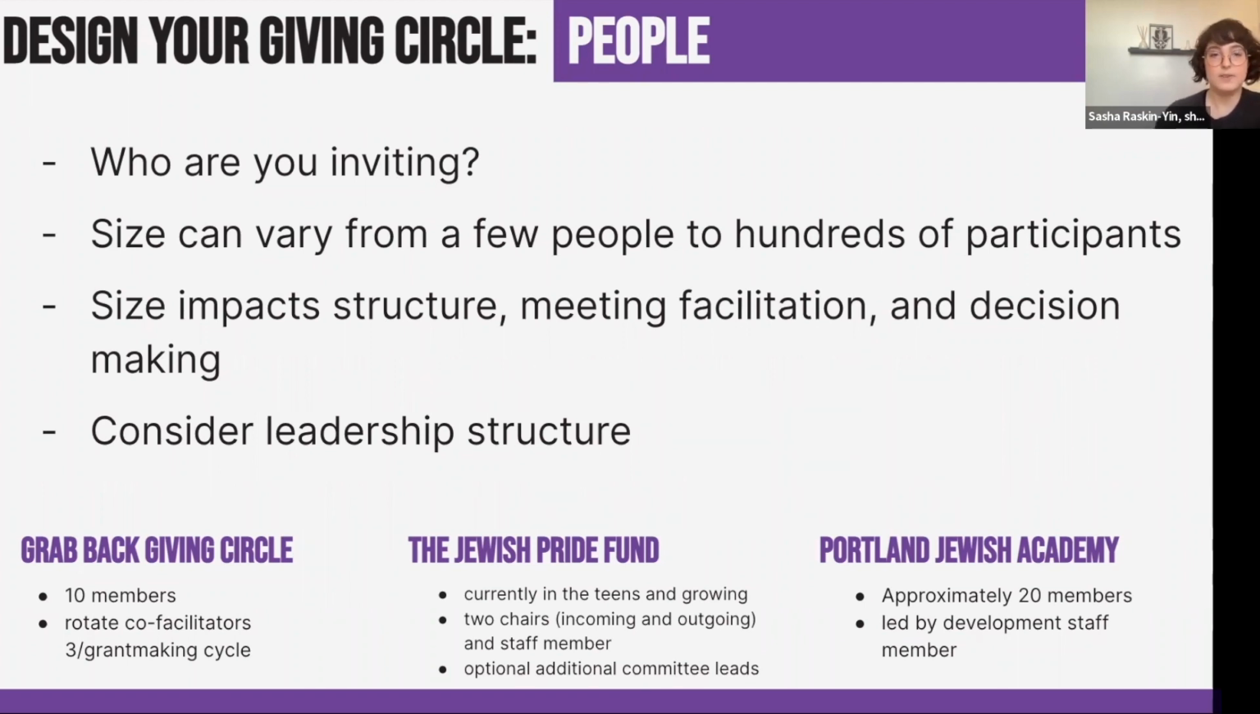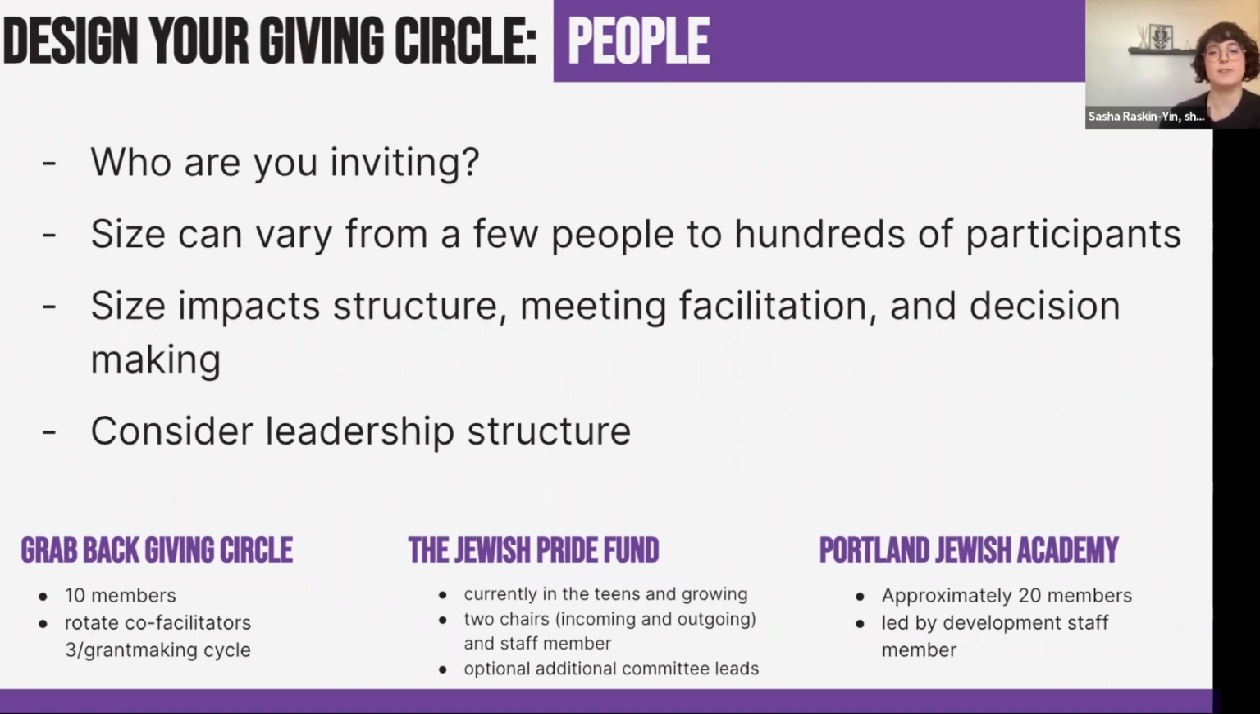The size of your giving circle will impact the structure, meeting facilitation, and decision-making. For example, if you have more than 20 members, you will likely need committees with everyone coming together for only the biggest decision. Leadership is also a big part of your who. We recommend identifying 2 leaders, either 2 chairs or a staff and a chair, or a staff and 2 chairs. You can and should plan for leadership transitions and for continued recruitment of your membership, as members will have to leave over time. Life will get in the way.